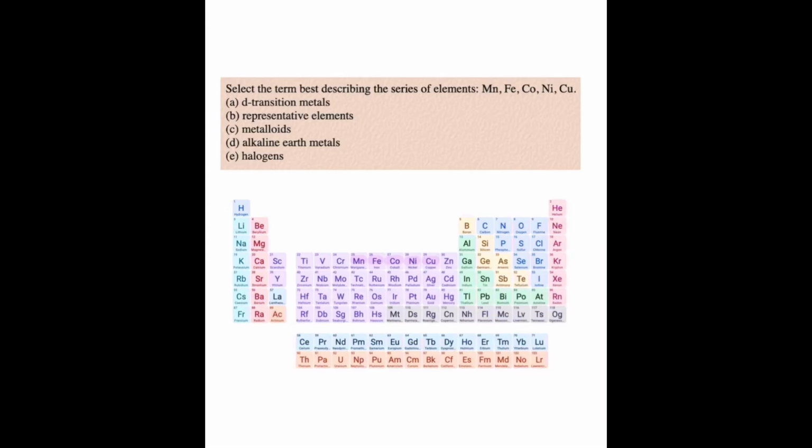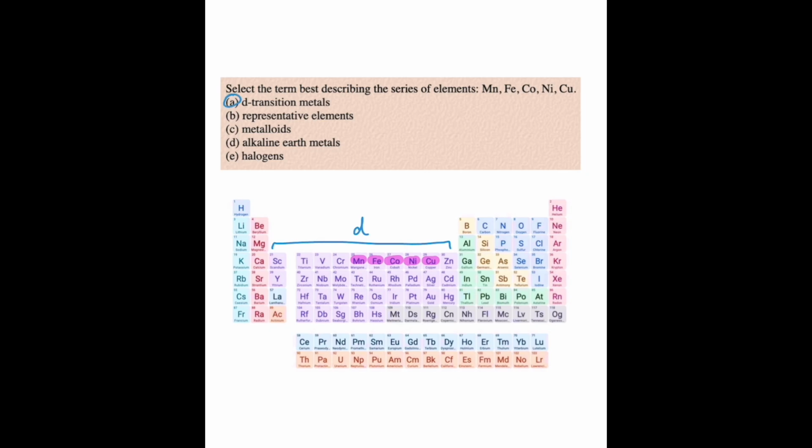For this problem, we need to decide which term best describes the following series of elements. So we can identify them on the periodic table. They are manganese, iron, cobalt, nickel, and copper. And we can see that these are located in what we call the d block. So when we look at our response options, we see that the first option best represents the series, as A, d transition metals.